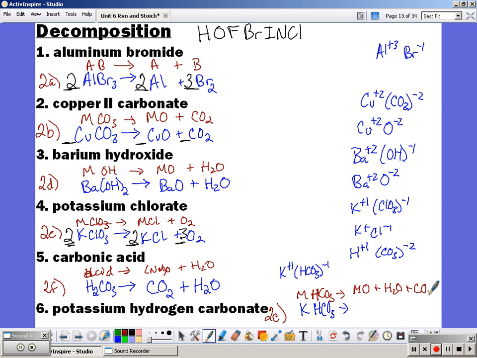Well, my metal is potassium, and oxygen has a charge of -2, so I'd cross my charges and get K2O plus H2O plus CO2. So to balance it, I would want to start with my potassium. 1K, 2Ks, I'd multiply by 2. That gives me 2 carbons, so I'd come over here and multiply by 2. That gives me 2 hydrogens, 2 hydrogens. 6 oxygens, 1 plus 1 plus 4 is 6 oxygens, and it's balanced.